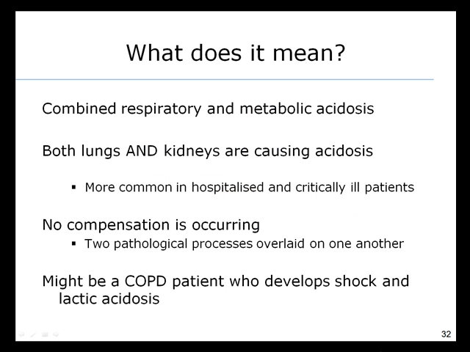Well, combined respiratory and metabolic acidosis means that both the lungs and the kidneys, or liver and GI tract, are causing acidosis. Now, this is much more common in hospitalized and critically ill patients because no physiological compensation is occurring. Two pathological processes are overlaid on top of one another. So what this might be, although there are many different possibilities, this might be a COPD patient in hospital who develops shock and lactic acidosis.